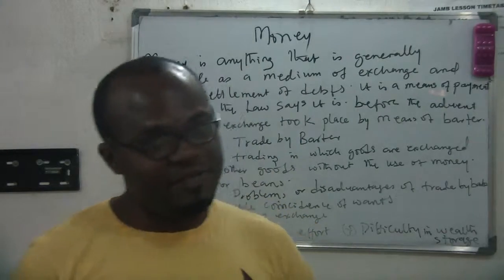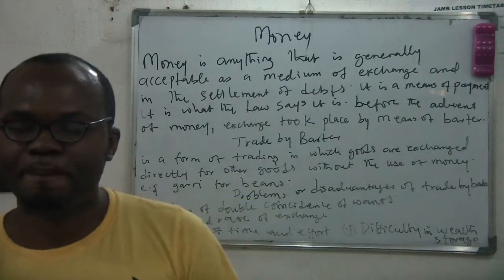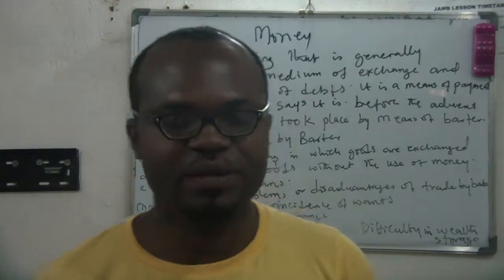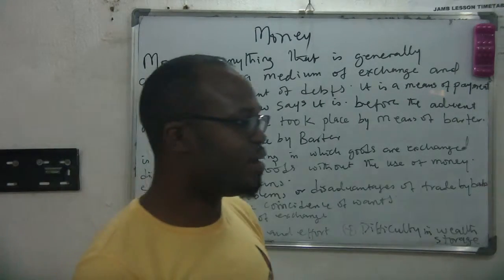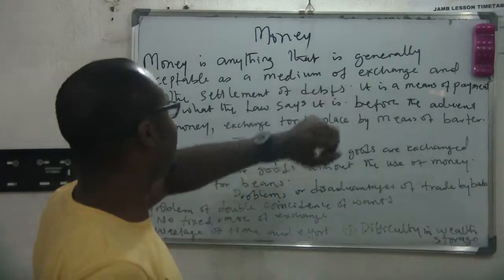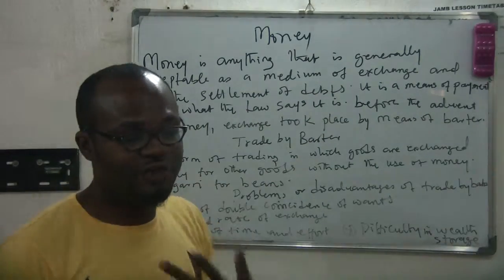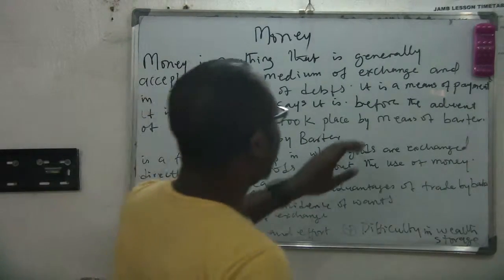Different countries have their own money. Like if you go to the United States, they use dollar. In the UK, they use pounds. In Nigeria here we use naira. So naira is our money, and money is anything that is generally accepted as a medium of exchange and in settlement of debt. If you're owing somebody you want to pay, you can use money to settle the debt.